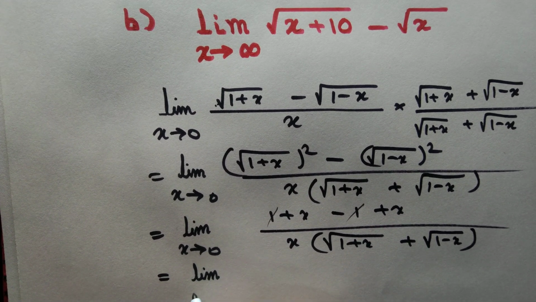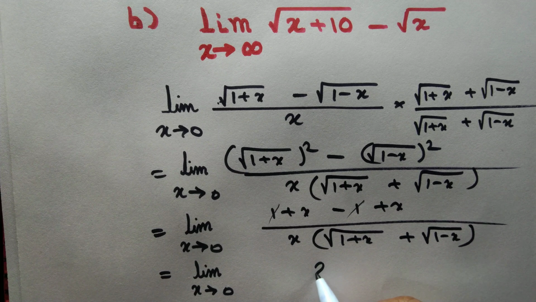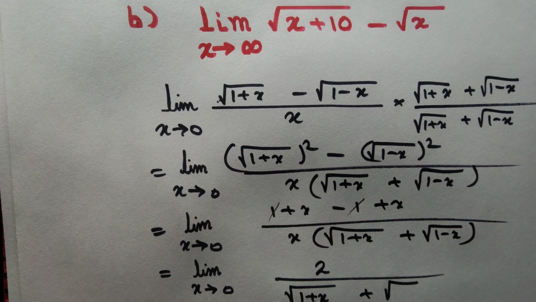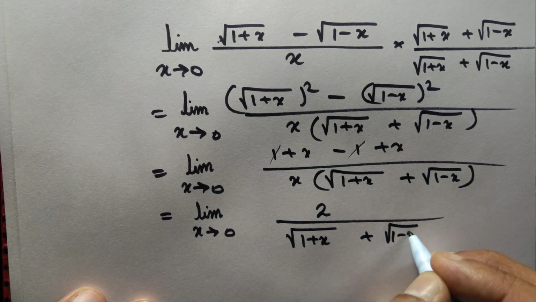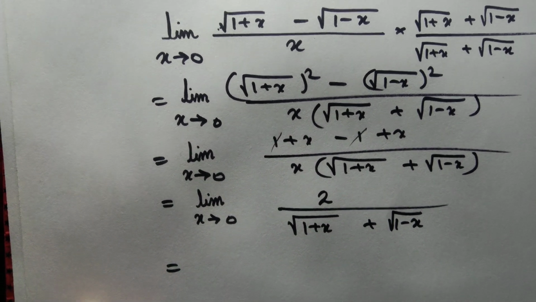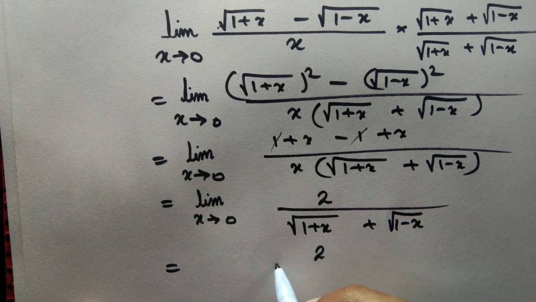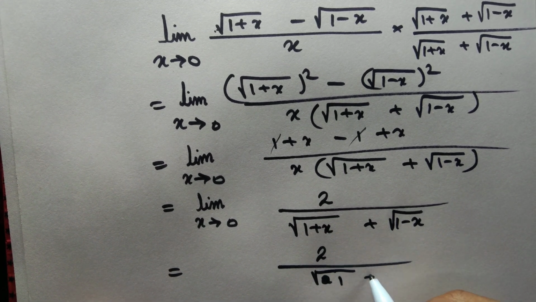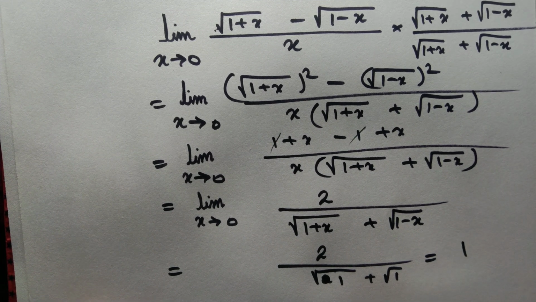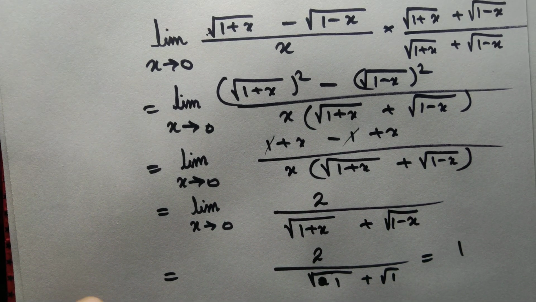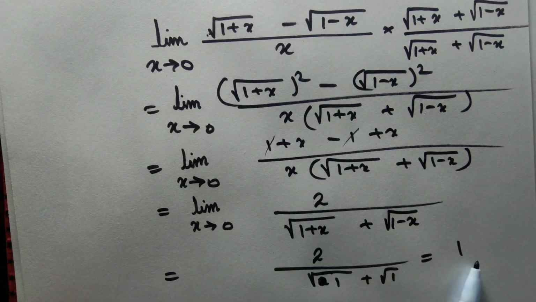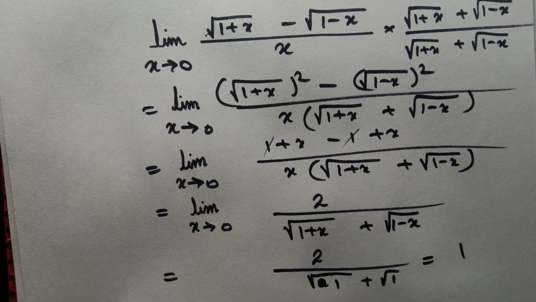So this is limit x tends to 0, 2 divided by root over 1 plus x plus root over 1 minus x. Now as x tends to 0, numerator remains 2, and in the denominator we have root 1 plus root 1. So that is 2 by 2, which is equal to 1. So the limit x tends to 0, root over 1 plus x minus root over 1 minus x by x is equal to 1. Let's look at part B.